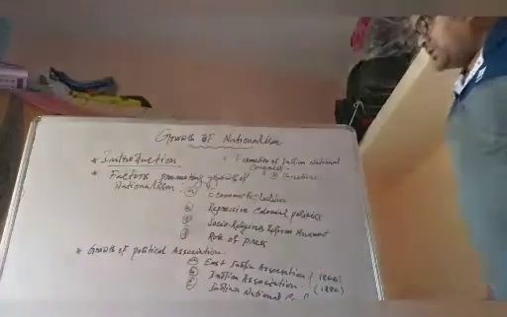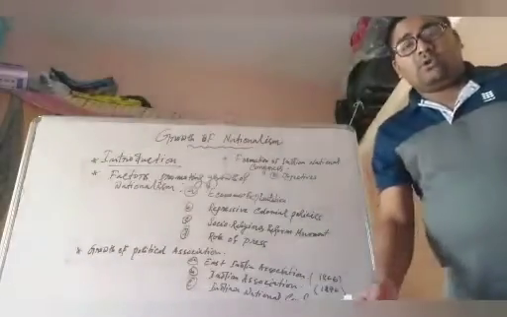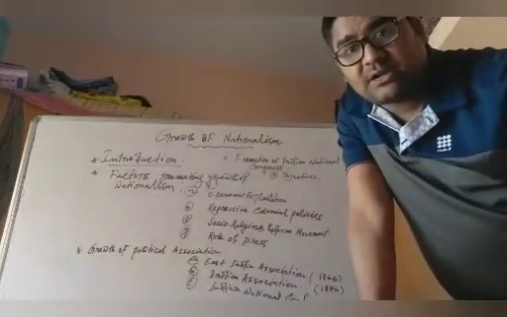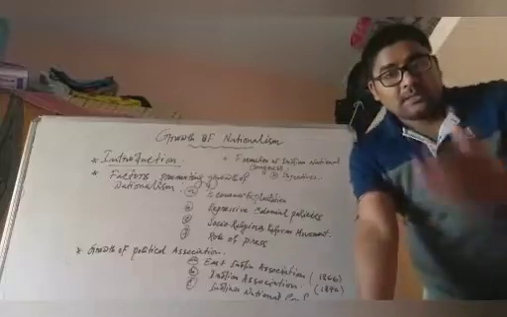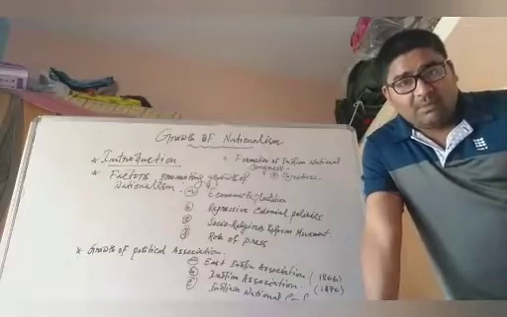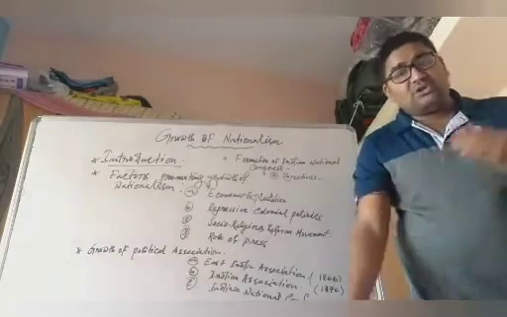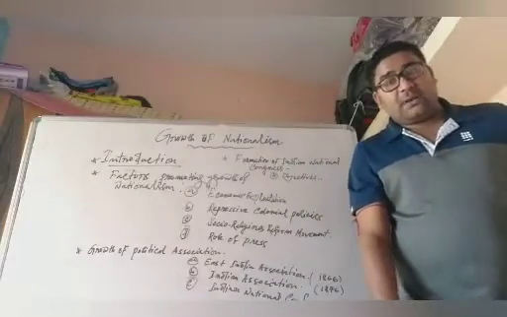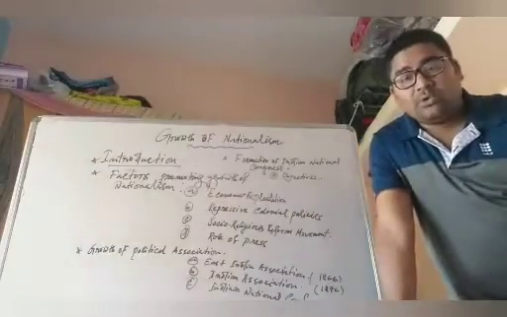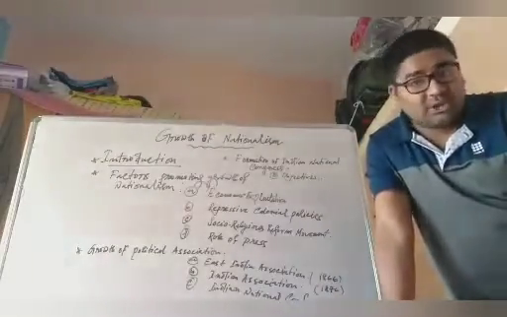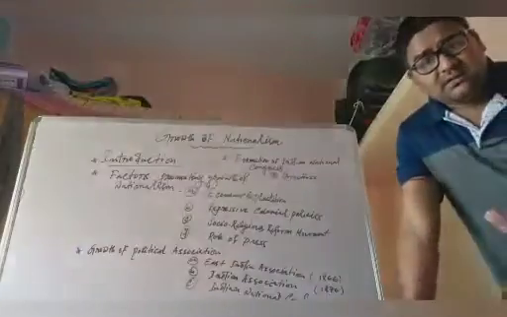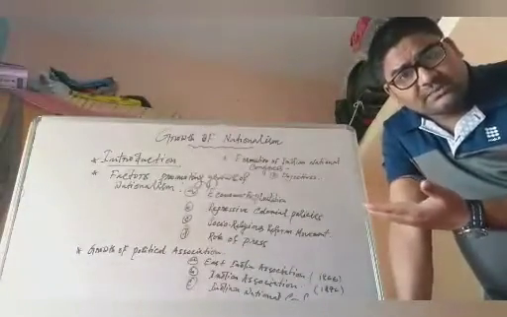Next, fourth point, the role of the press. The press also played a very important role behind the growth of nationalism. In the later half of the 19th century, many vernacular newspapers were published and they played a very important role. Newspapers like Amrit Bazar Patrika, the Bengali, Tribune, Pioneer, the Statesman, Times of India, the Hindu, etc. Now, how did they play an important role in the growth of nationalism?